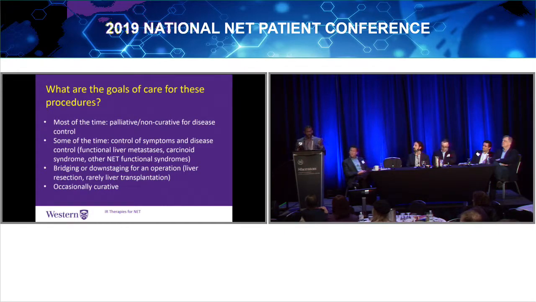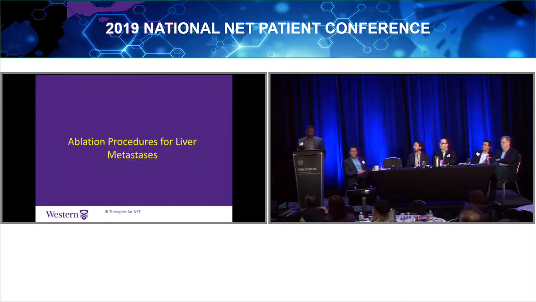If we see someone that has disease that can potentially get an operation, we'll try to shrink it a little bit or do some type of procedure to really help the liver surgeons beef up the liver so that they can potentially have a curative resection. And occasionally, if you have very small disease that we can zap in the liver, it can be curative, but we know that at some point, typically over the course of people's journey, they may develop new lesions. So I'll talk a little bit about ablation.